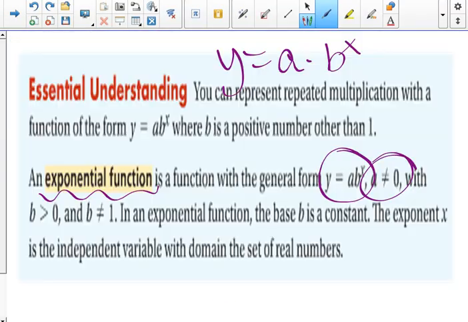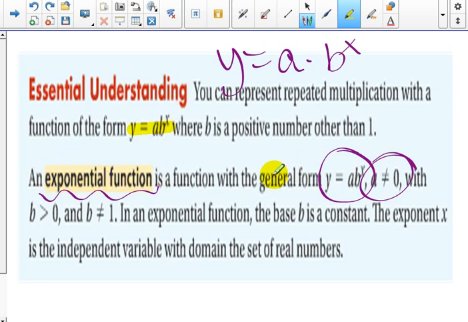Okay, so now I've taken a few notes here about our essential understanding. It says you can represent a repeated multiplication with the function in the form of y equals a times b to the x power, where b is a positive number other than 1. This formula is going to be very familiar today. This y equals a times b to the x power.